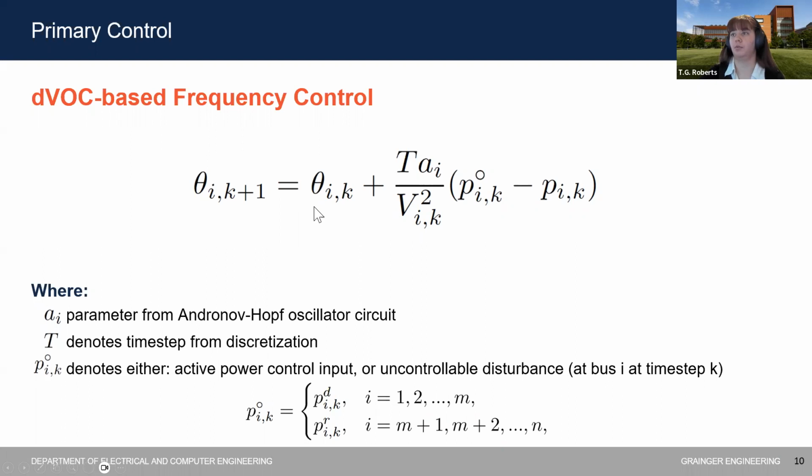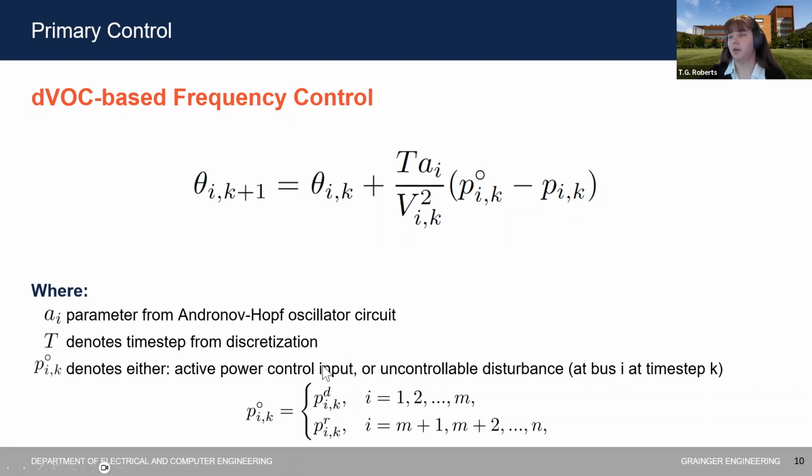So for example, if we move this theta to the left-hand side and then divide by T, on the left-hand side we'll get a derivative in terms of the phase angle. Then we have this as our Droop constant, and then we have P circle minus P. Notably, a difference from Droop is that this constant is not actually constant, it's in terms of voltage, and it's also nonlinear, so it's squared. And then this AI term is a parameter that comes from the derivation from the Andronov-Hopf oscillator circuit.